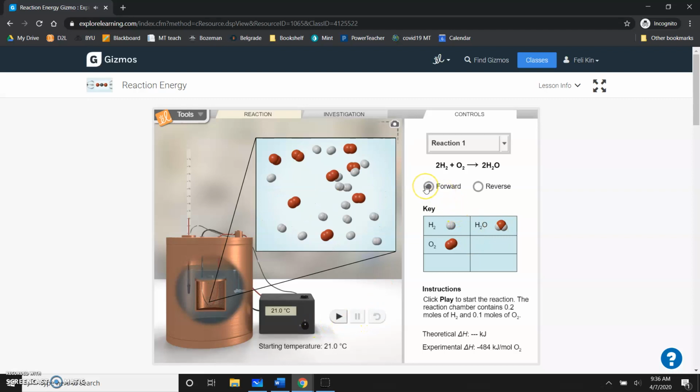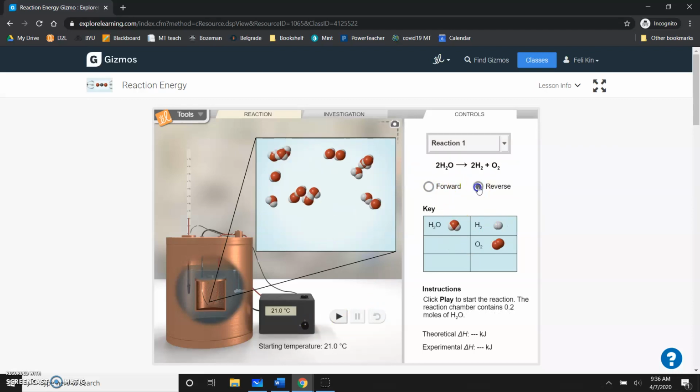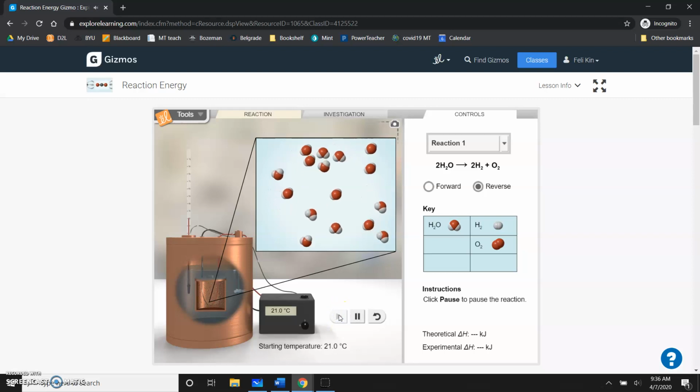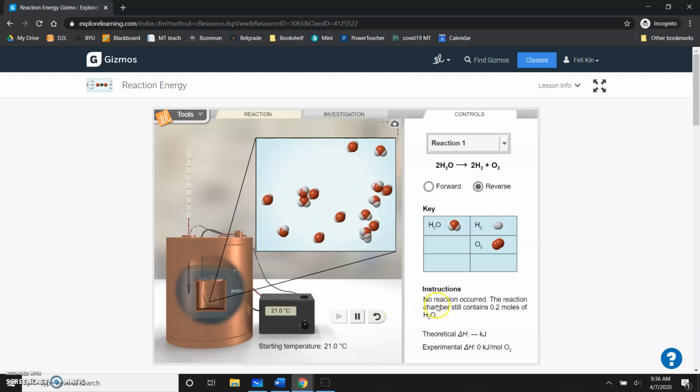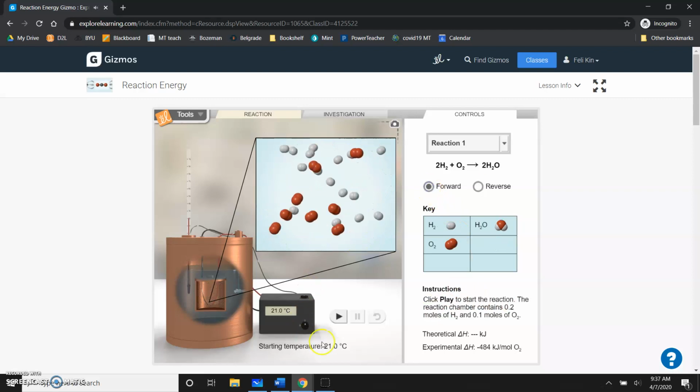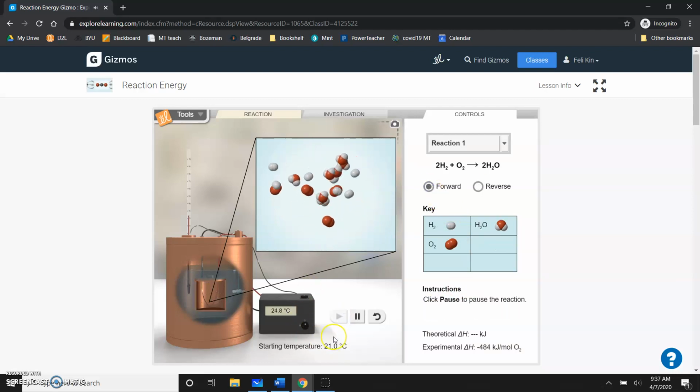I could run that reaction in the forward direction or the reverse direction. And you can tell that it flipped around that chemical equation, and now it has water going into hydrogen and oxygen. Let's run that one more time. Let's see what happens with the reverse direction. Oh, so you can see down here in their instructions that no reaction occurred. Let's do the forward one more time.